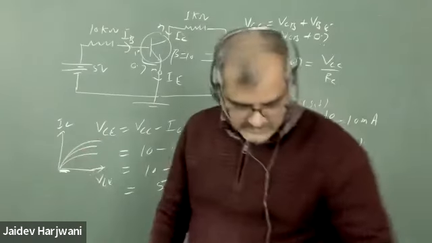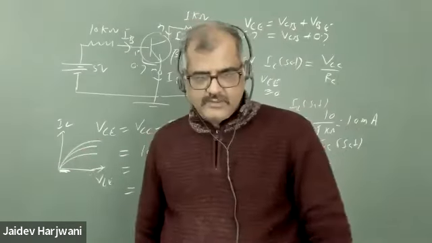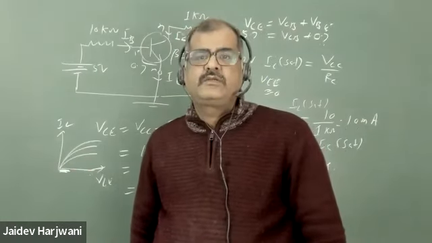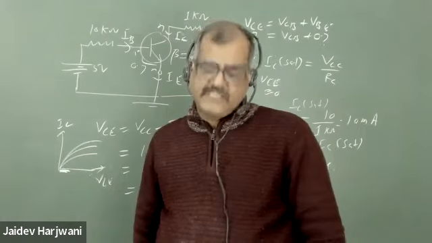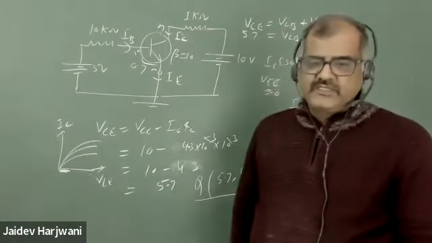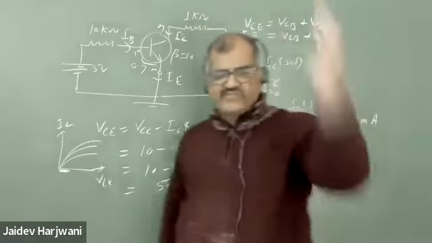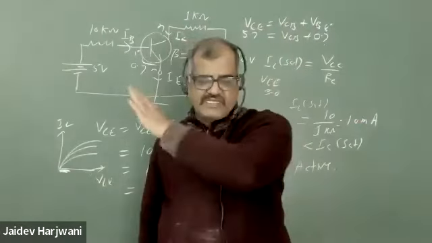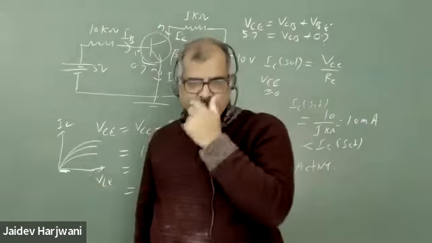Sir, one doubt to clear. VCB is positive, so that's why it is reverse bias. Yes, obvious. The definition is what the table I made first shows: forward biasing saturation, reverse bias saturation, that is your active region.